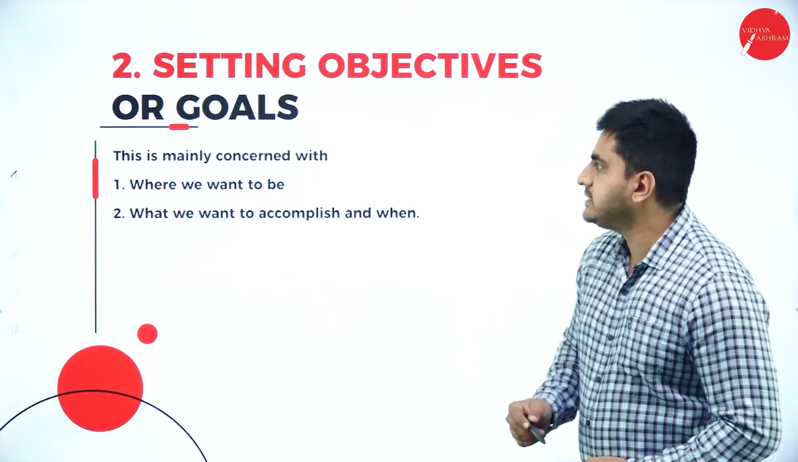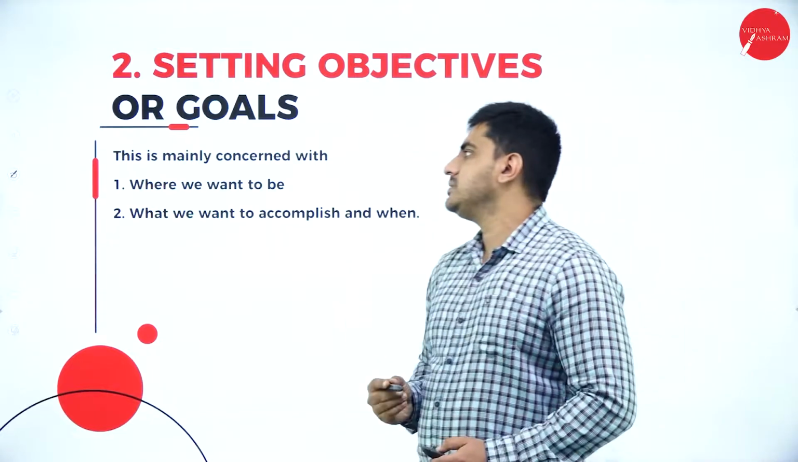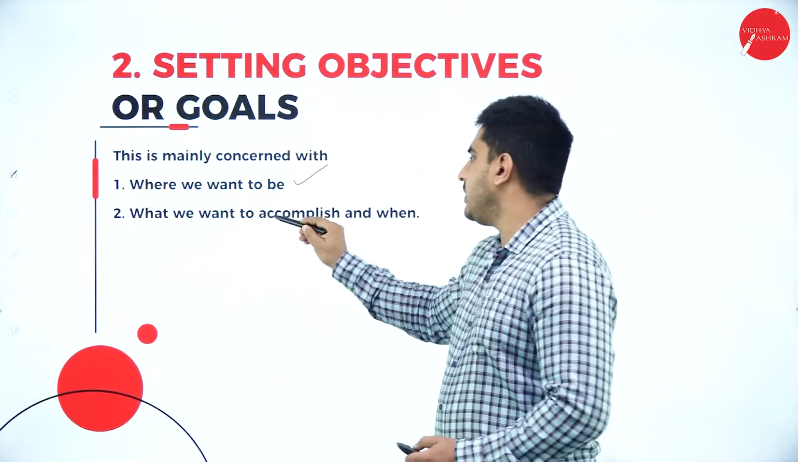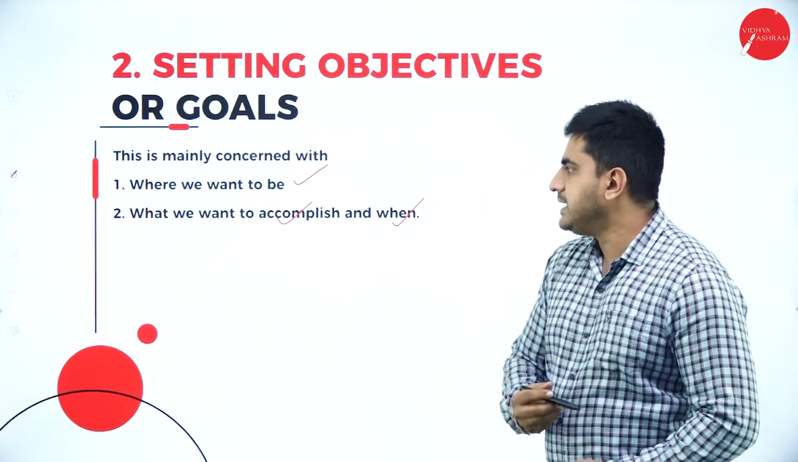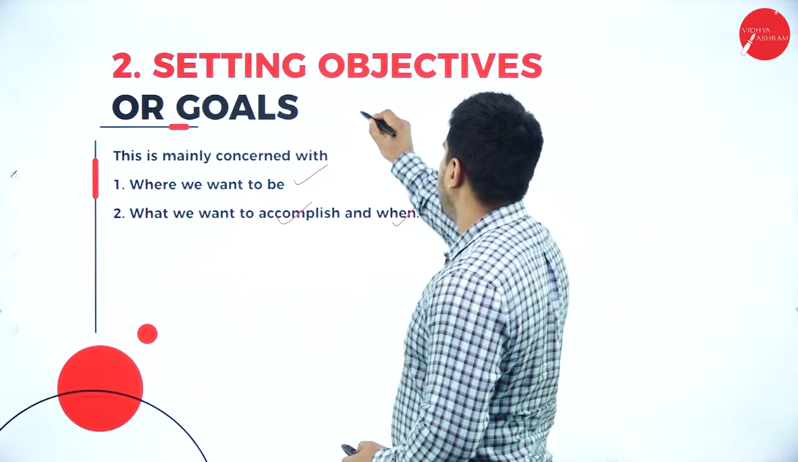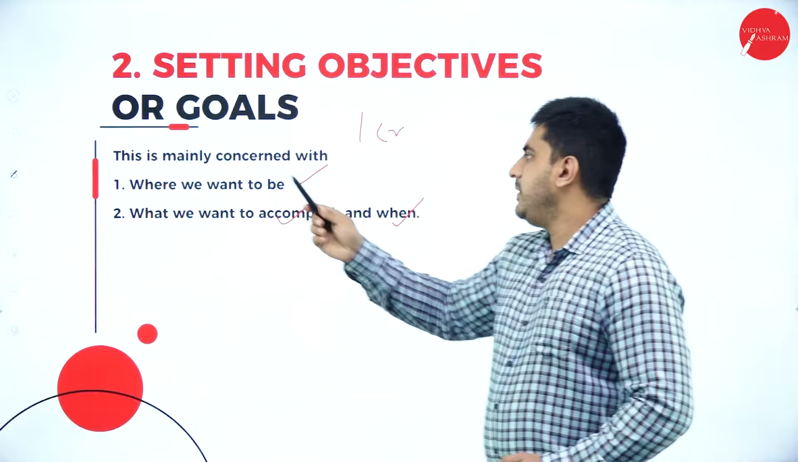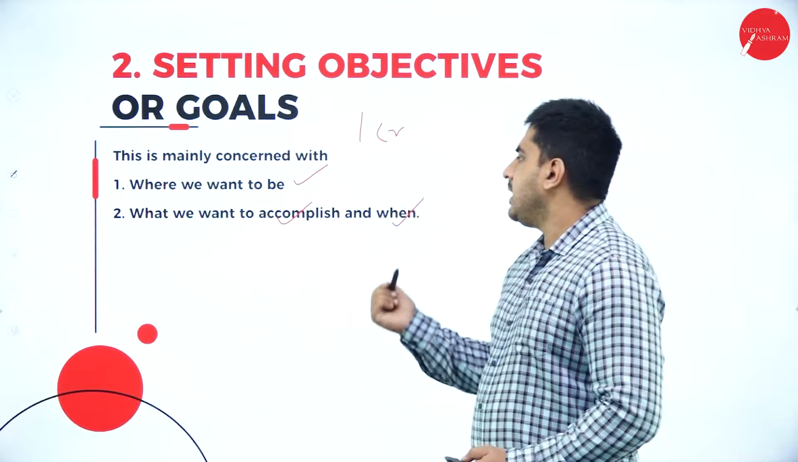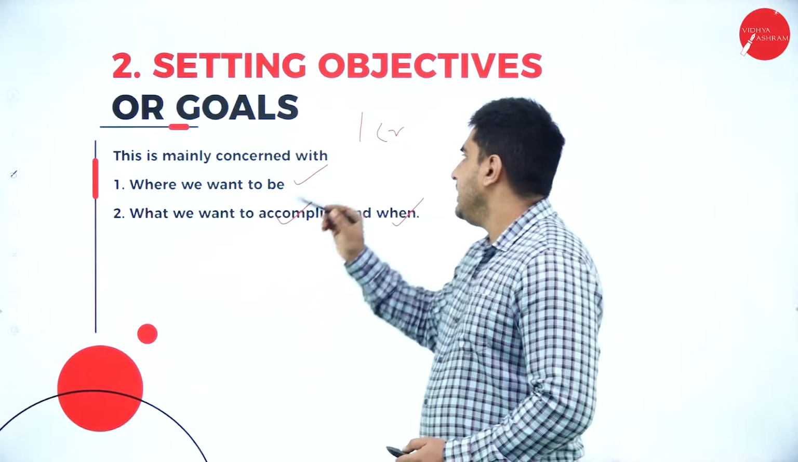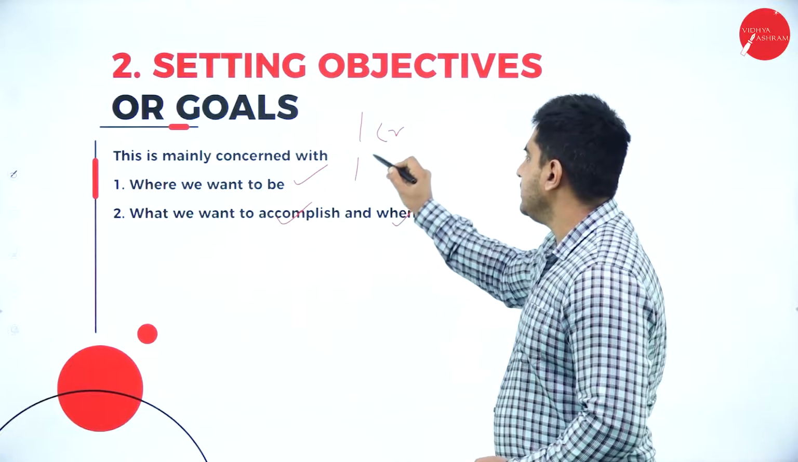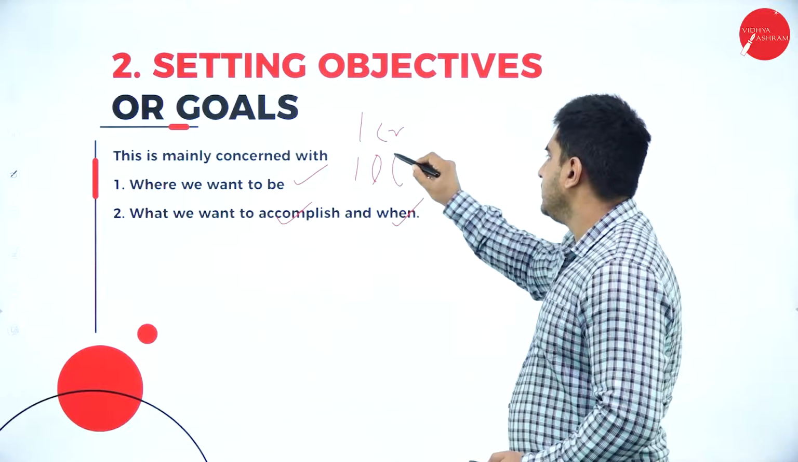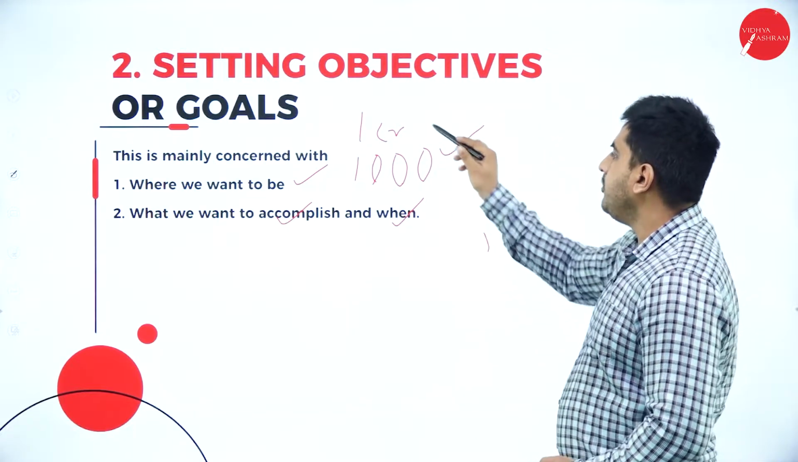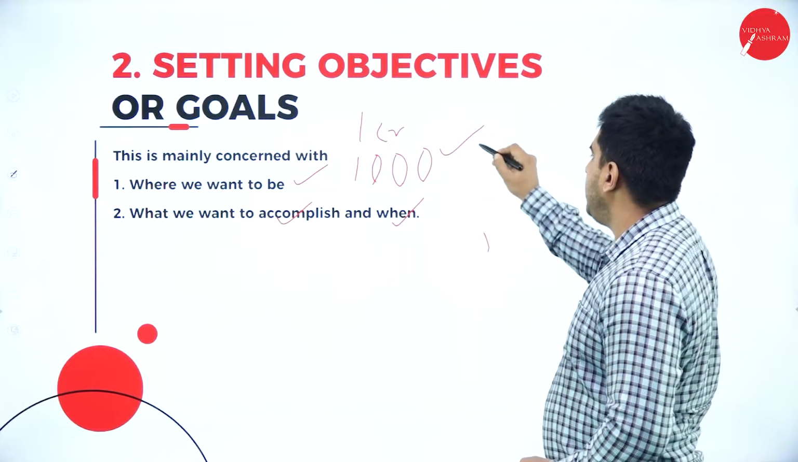So next one, the second step is setting objectives or goals. That is, this is mainly concerned with where we want to be, what we want to accomplish, and when. Now for example, you want to make 1 crore profit. That is where we want to be. You want to reach 1 crore profit. So what you do, you come out with a plan and you decide that in order to make 1 crore profit, you will have to produce 1000 products. So this is what you want to accomplish, and when, within how many years you want to accomplish this goal. Maybe 1 year.